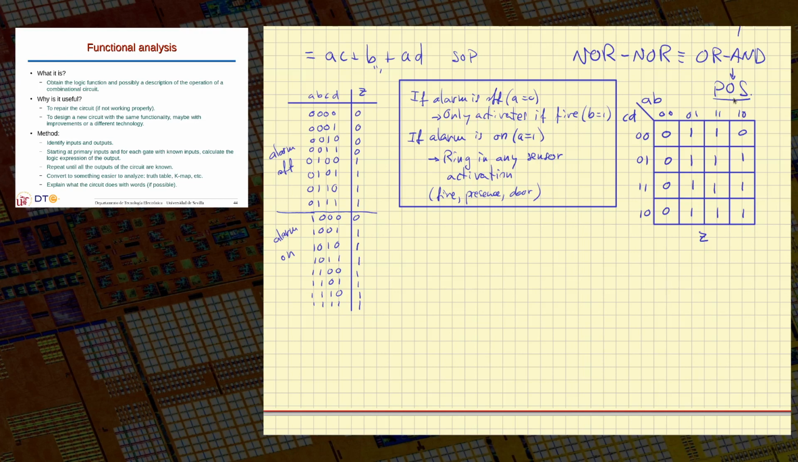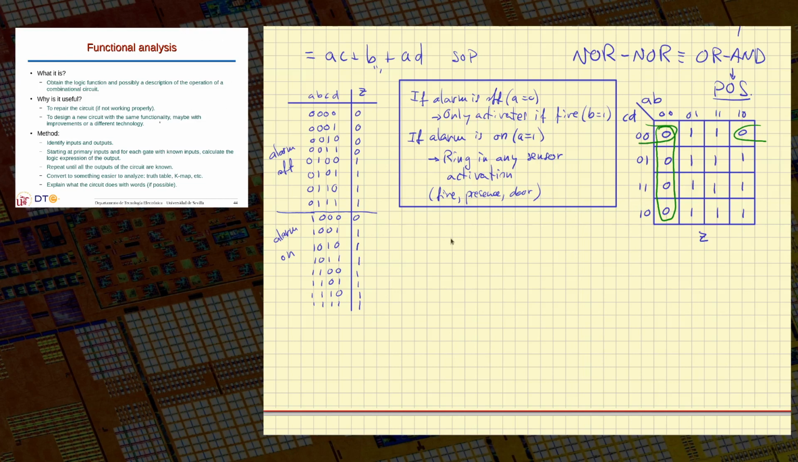But because it's a product of sums, I have to use the maxterms to find my implicants. It's very simple actually. If I start with this 0, I have a first order implicant here, another first order implicant here, which is next to the other one. So this will be a second order prime implicant. Now this 0 together with this 0 makes another first order prime implicant, and that's it.